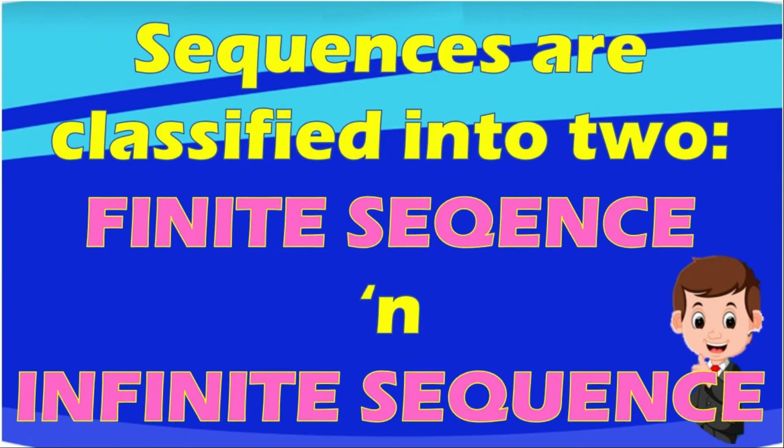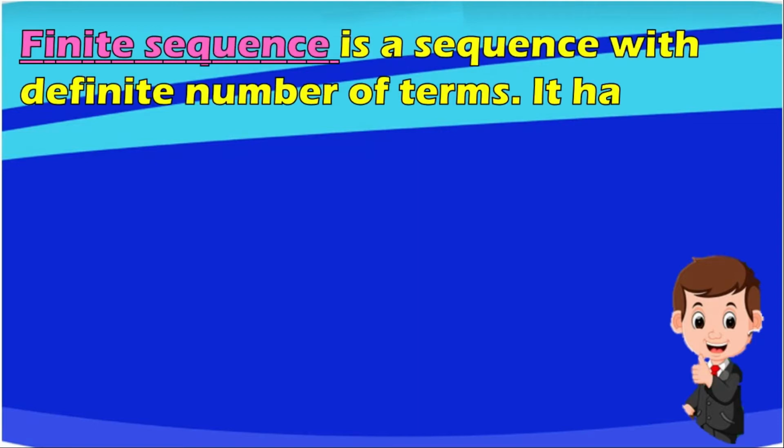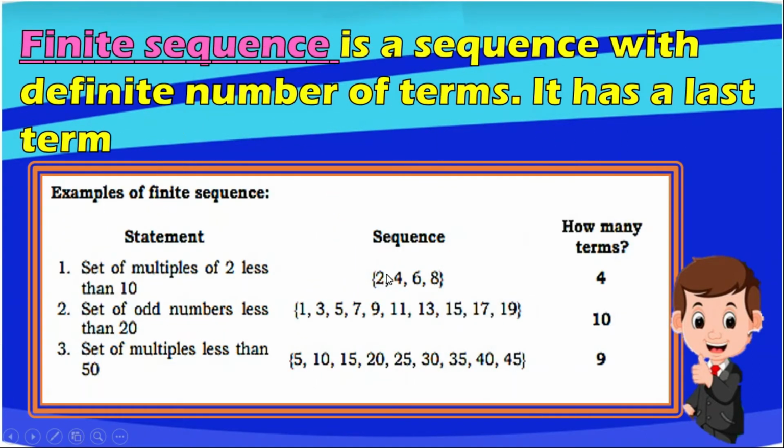Sequences are classified into two. These are finite sequence and infinite sequence. Finite sequence is a sequence with a definite number of terms. It has a last term. So these are the examples of finite sequence.